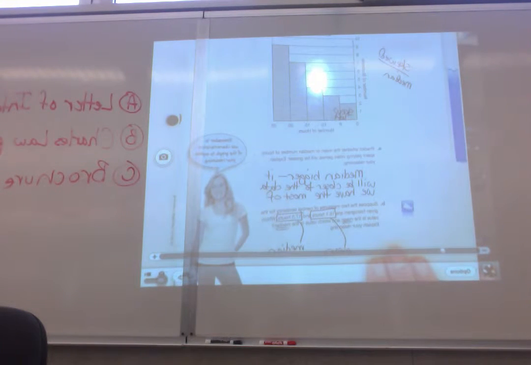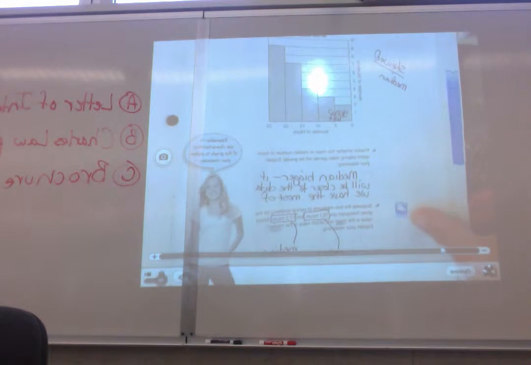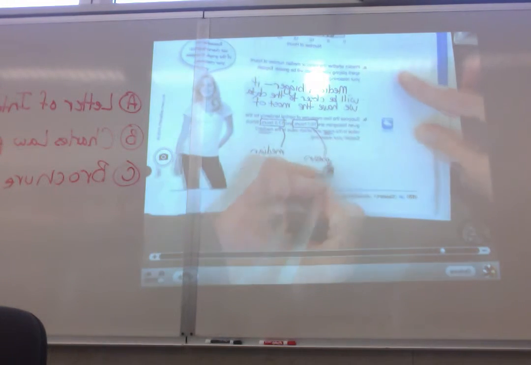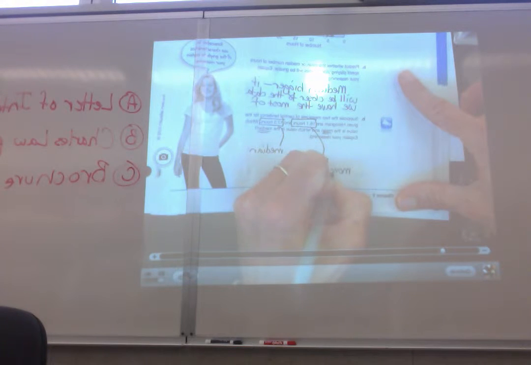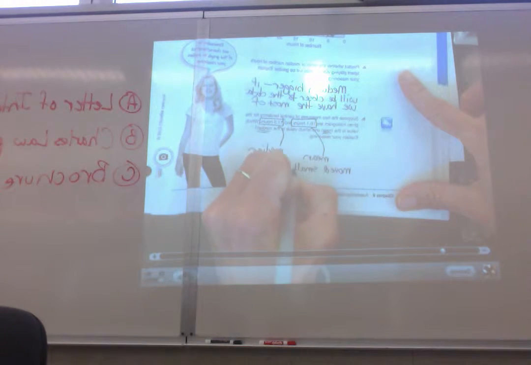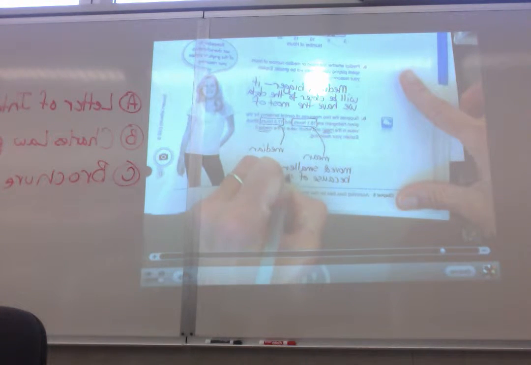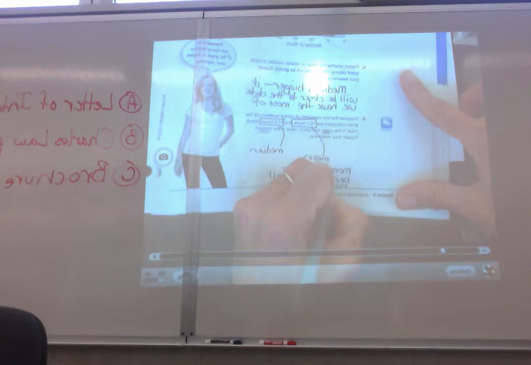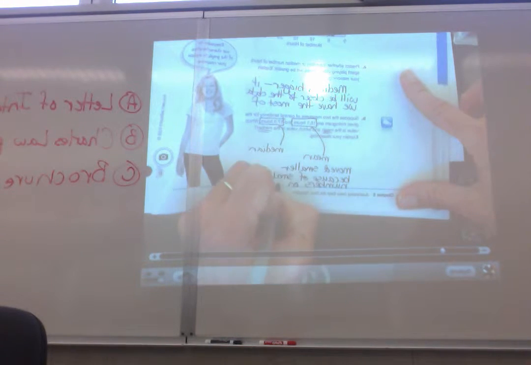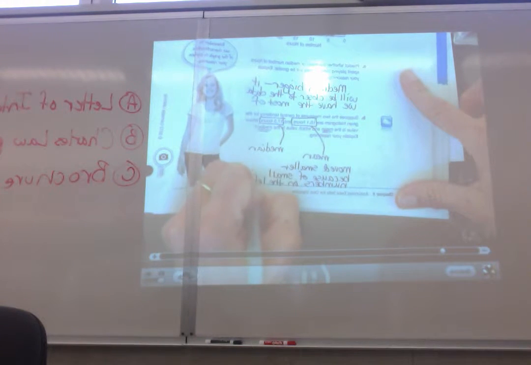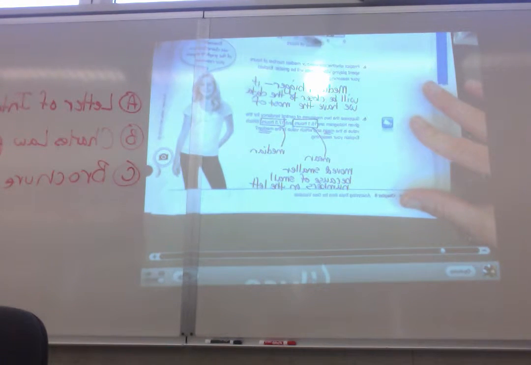It's smaller because of the skew. I'll raise this up higher now. Mean moved smaller because of small numbers on the left. So we have some values in our histogram far over on the left. They don't match the general trend, but that factors into our average. They drag down the average.